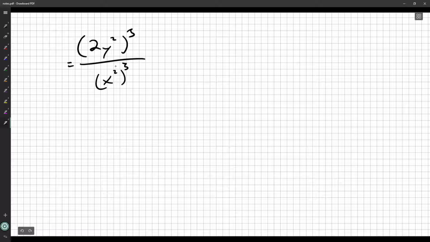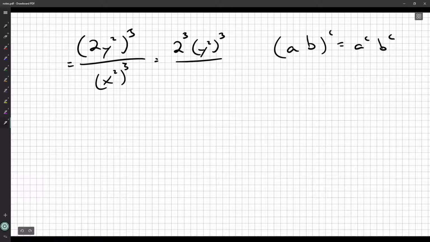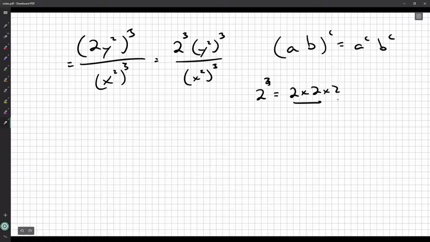Okay, well now what can we do? Up on top, I see a 2 times a y squared raised to some power. That can split. So we might do that. So 2 to the power 3 times y squared to the power 3. Now 2 to the power 3, if I've got 2 to the power 3, that just says write out 3 2's and multiply them together. 2 times 2 is 4, times another 2 is 8. So we can easily simplify the top there.